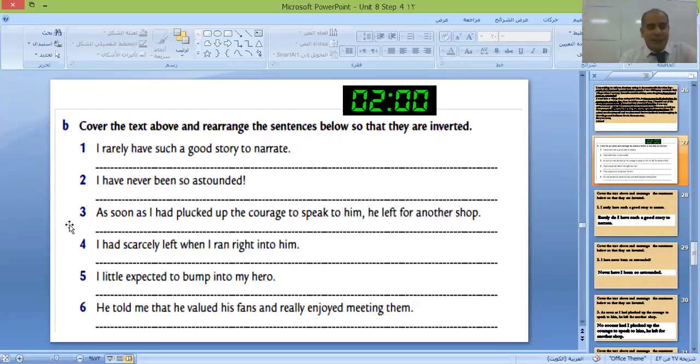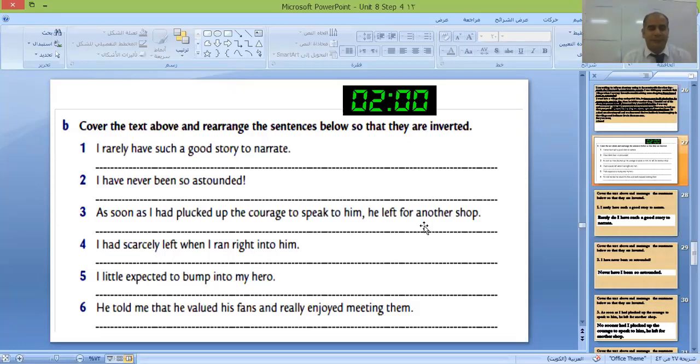The third one: as soon as I had plucked up the courage to speak to him, he left for another shop. Who can change it? We will use no sooner. No sooner had I plucked up the courage to speak to him than he left for another shop. The next one, I had scarcely left when I ran right into him. Who can change it into an inverted sentence? We begin with scarcely. Scarcely had I left when I ran right into him.